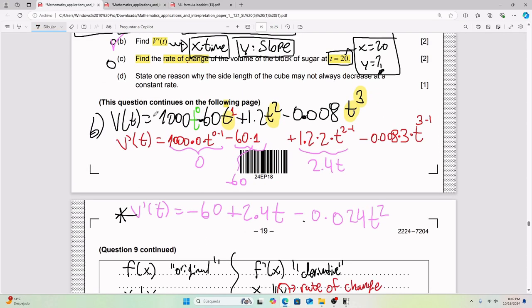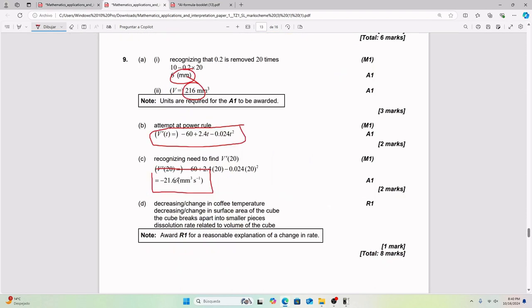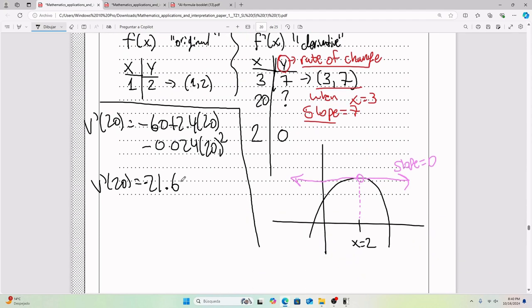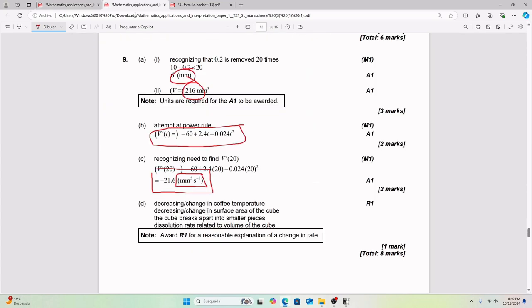Now, because this context is within volume, ¿cierto? You end up with a very weird sort of unit. Because we're talking about rate or slope or whatever, then we're talking about, oh, you're losing at 20 seconds, ¿cierto? At 20 seconds, you're losing 21.6 cubic units of millimeter per second, ¿cierto? And that's why over here they express it like that, ¿cierto?